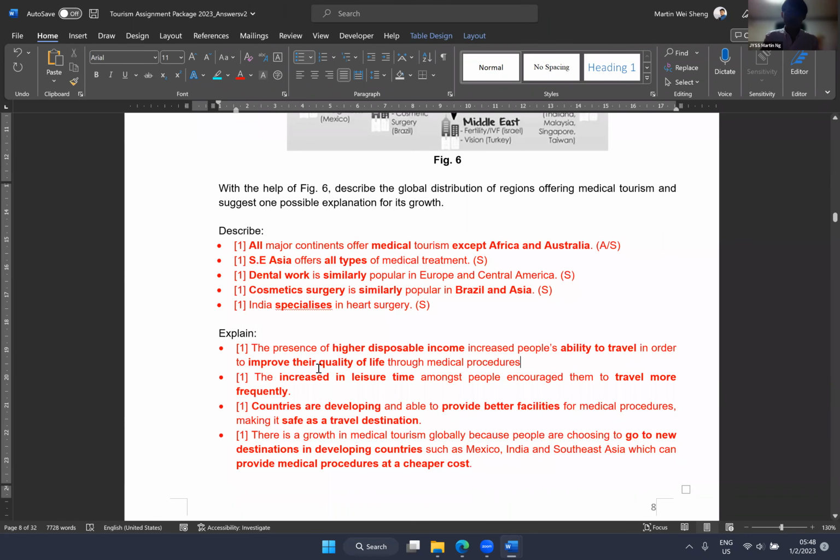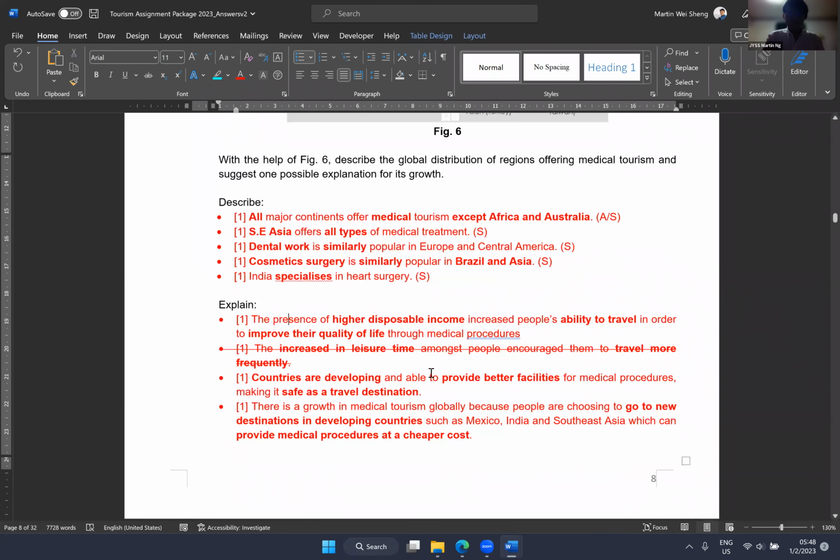Okay, number two, the increase in leisure time among people encourages them to travel more frequently. Okay, this answer is not very appropriate because they are referring to medical tourism. So people do not travel for leisure over here. They travel for medical procedures. So please do not copy this down. All right. Okay, possible reason number 3.